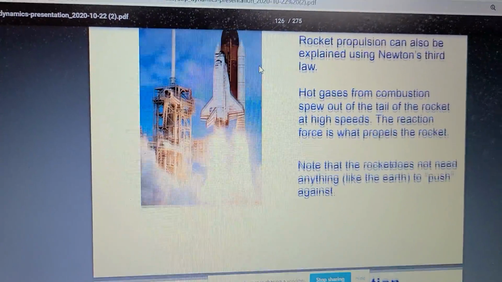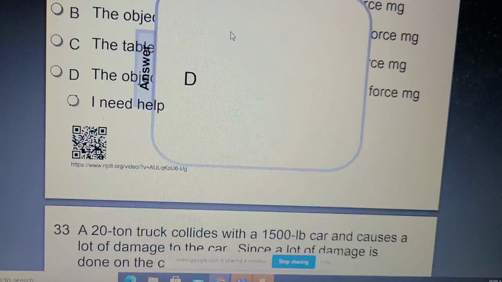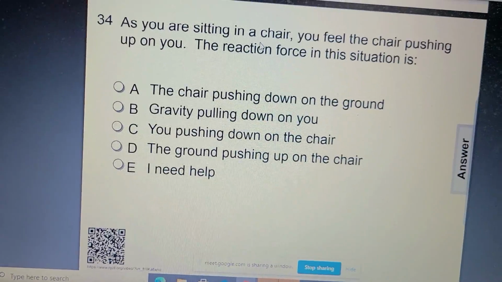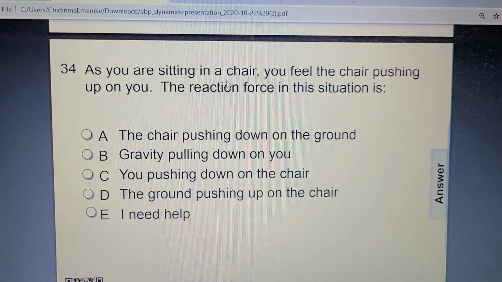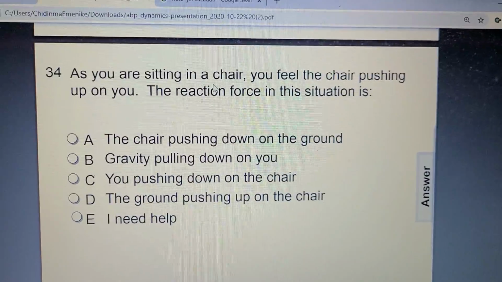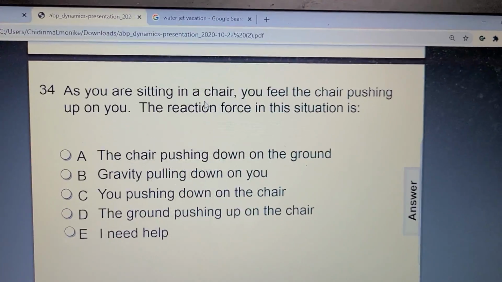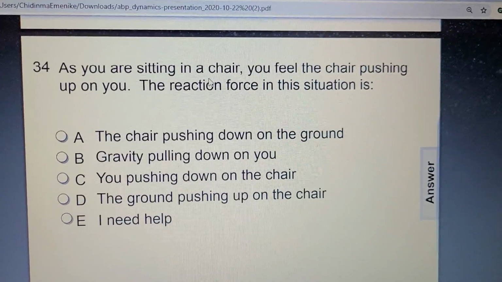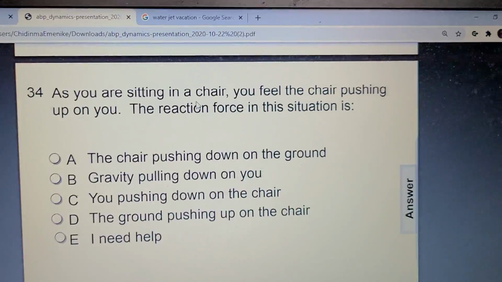Okay. Any questions? So then we're going to do a quick exemplar. I'm going to go to this example for a moment. The two examples here. So as you're sitting on a chair, you feel the chair pushing on you. What would be the opposite reaction? Now remember, you have to think two questions. What are the subjects? And the second question, what are the subjects doing? What action are they causing? So what are the two subjects in question 34?